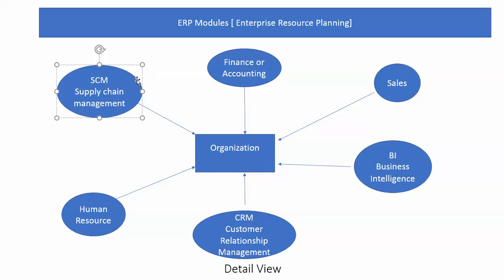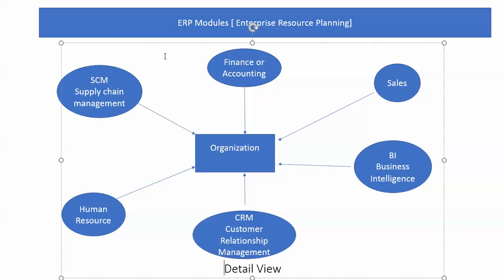Suppose this module SCM is buying some material, so it has to be connected with finance, because finance needs to approve or disapprove the material, because it will check whether there is money or not. So all the departments, all the modules are interconnected so that they can communicate with each other.